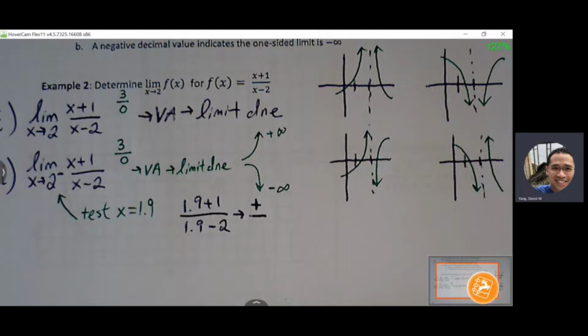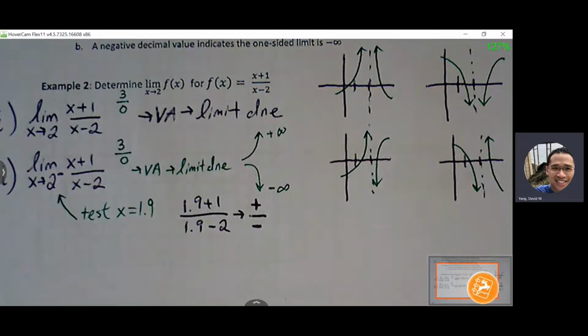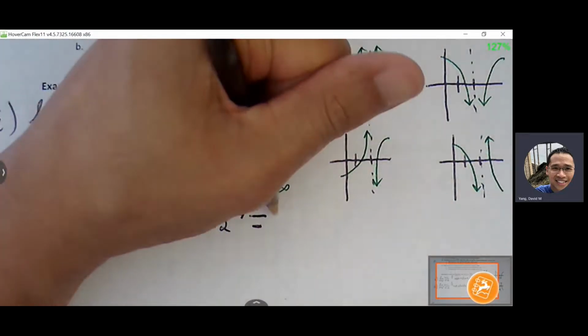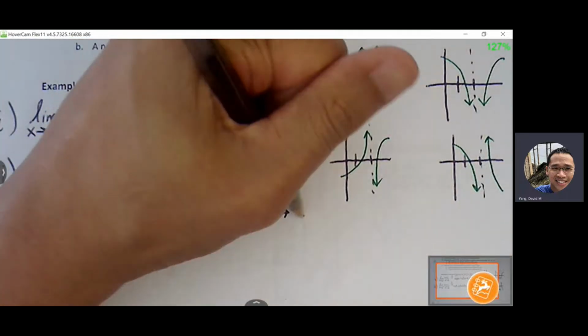How about 1.9 minus 2? Negative. So it doesn't matter what the value is, but if I have a positive divided by a negative, I'm always going to get what? A negative. So if I know it's negative, that's going to help me narrow down my option. I know I'm choosing negative infinity.